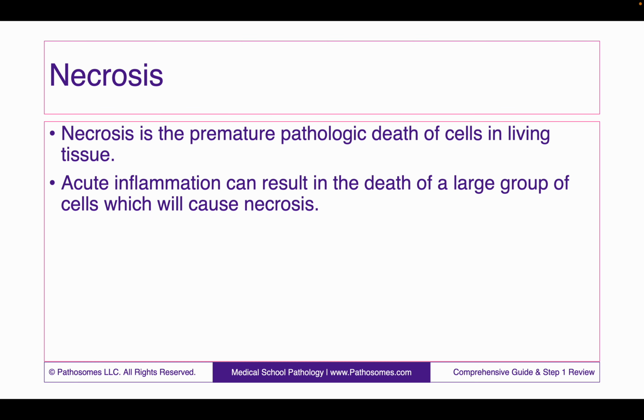Let's specifically talk about necrosis, right? I'm glad that we're talking about this lecture. It's one of my favorites, and from here on out, it's only up and up, right? It gets better and better. Necrosis is the premature pathologic death of cells in living tissue. Acute inflammation can result in the death of a large group of cells, which will cause necrosis.